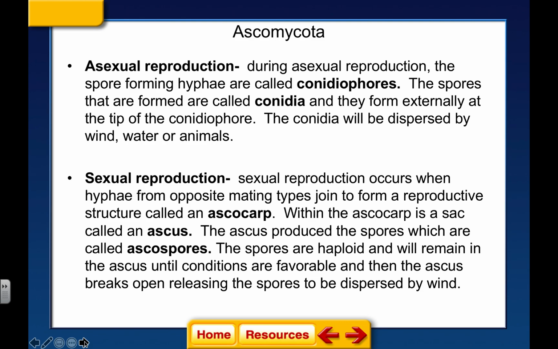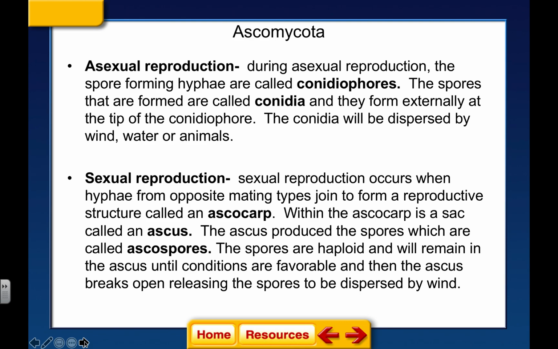yeast. Now yeast have a little bit different reproduction. Let me just explain them. Yeast are going to asexually reproduce through budding, and that means it's just going to form a little bud, like off of a stem. The bud is going to fall to the ground, and we're going to have a new yeast. So that is a little bit different, in that budding is their type of asexual reproduction.